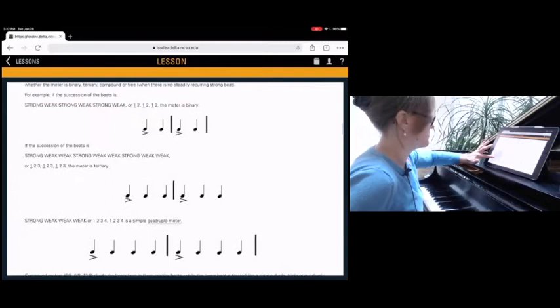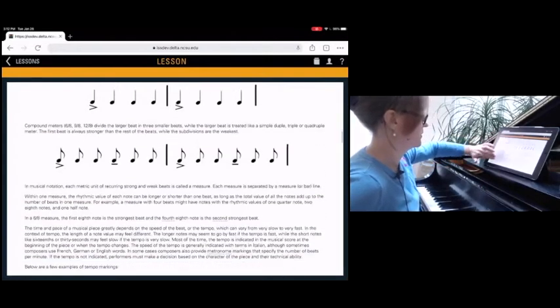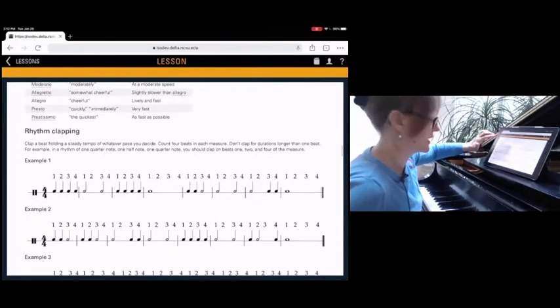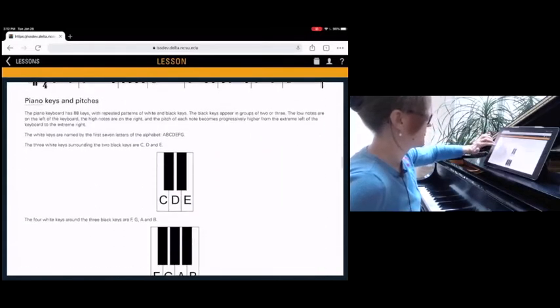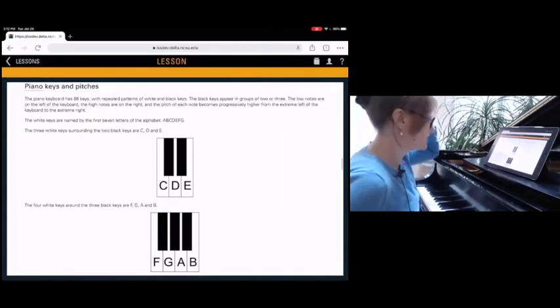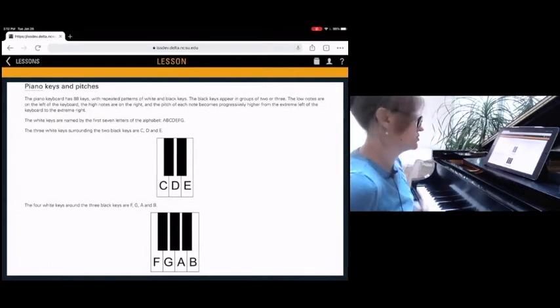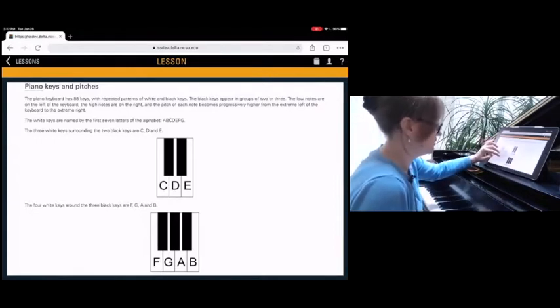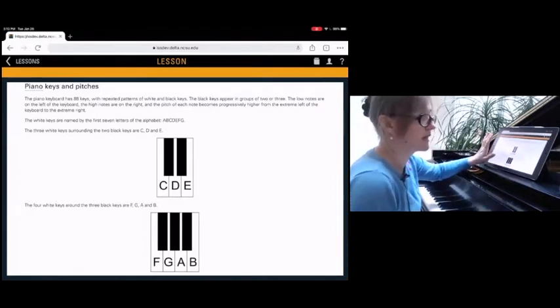Okay, these are examples of meter, examples of tempo. We did rhythm clapping exercises, correct? Then we did look at the piano keys and piano pitches, right? C, D, E are the 3 white keys around the 2 black keys, and F, G, A, B are the 4 white keys around the 3 black keys.